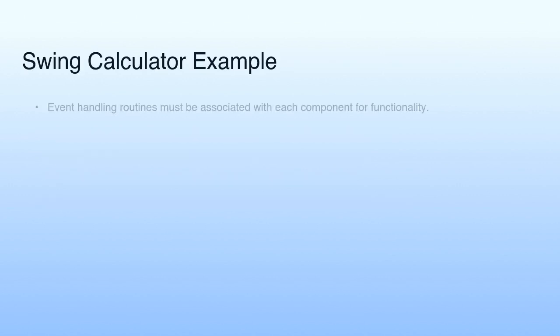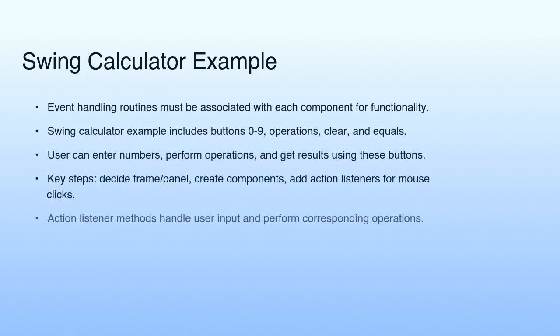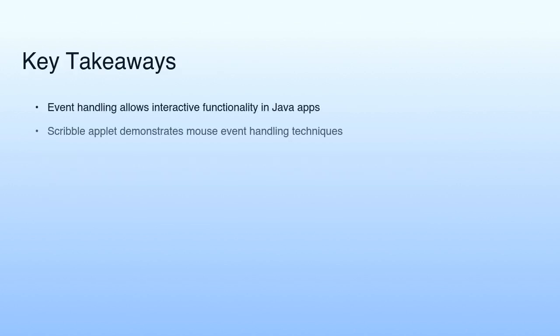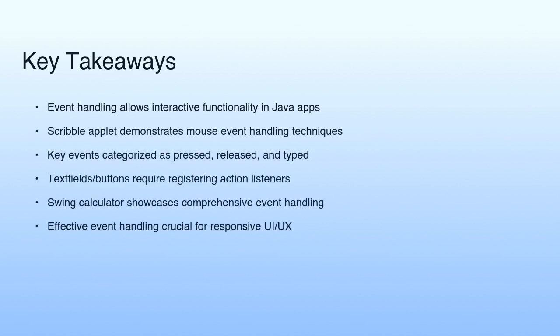The swing calculator example showcases a comprehensive implementation with buttons for numbers, operations, clear, and equals, each having associated event handling routines. Effective event handling is crucial for creating responsive and interactive user interfaces and experiences in Java applications.